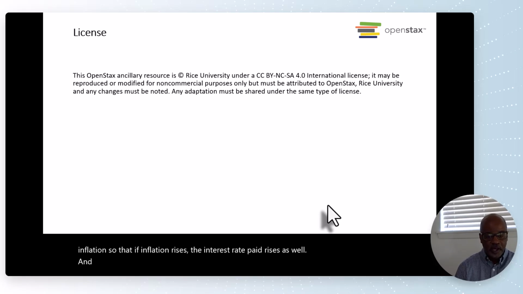That's it on inflation. Next up, we'll talk about unemployment in the country.